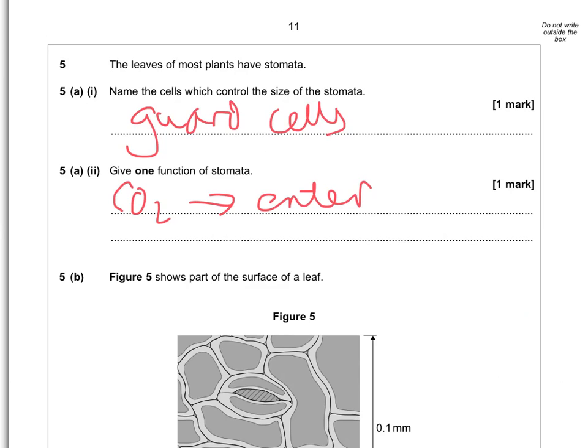It does also allow control of water or control of transpiration as well, or to restrict the amount of water lost or to restrict the amount of evaporation of water. So I think the best answer is to allow carbon dioxide to enter and also to restrict the amount of water that is given out by stomata too.